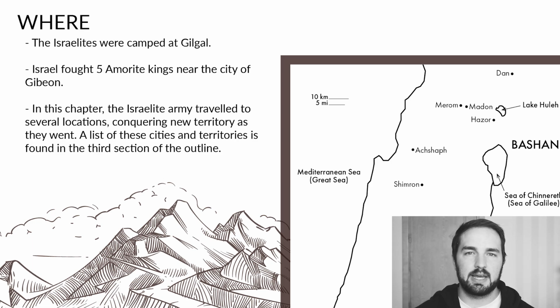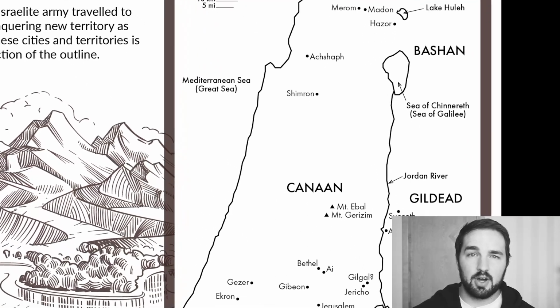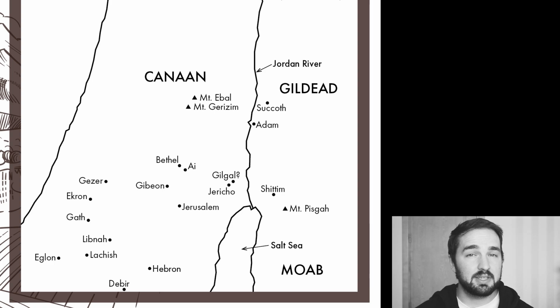Now let's try to identify where on the map these events took place. The Israelites were camped at Gilgal. They fought the 5 Amorite kings near the city of Gibeon. And then as we go through the rest of the chapter, Israel's traveling and conquering new territories and new cities in southern Canaan. A list of those territories and cities is given in the 3rd section of our outline. So if you do go online and download the PDF, that will be helpful. You'll be able to bounce back and forth between the 2 pages and see where all these places are located.